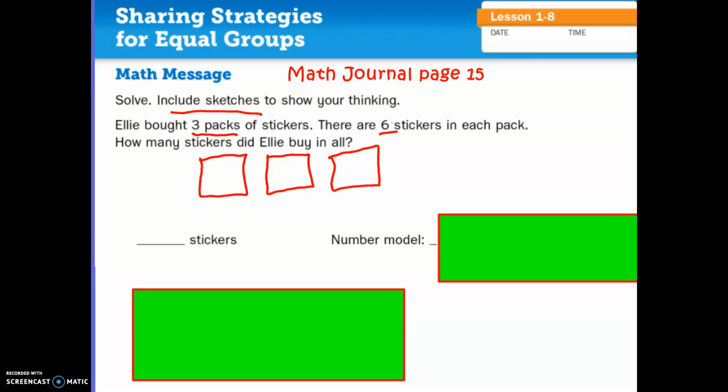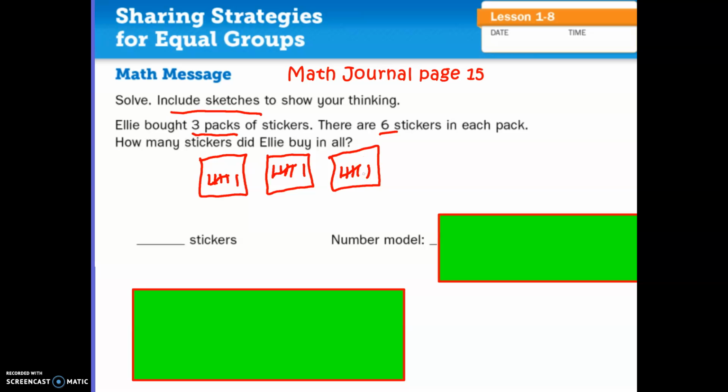All right. Well, I'm going to use tally marks, and I'm going to put 6 tally marks into each pack. Each tally mark represents a sticker. 1, 2, 3, 4, 5, 6. 1, 2, 3, 4, 5, 6. 1, 2, 3, 4, 5, 6.